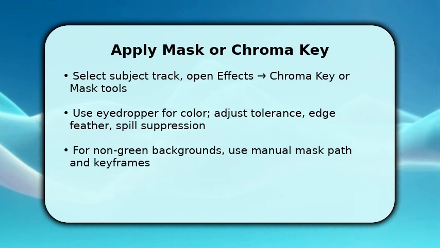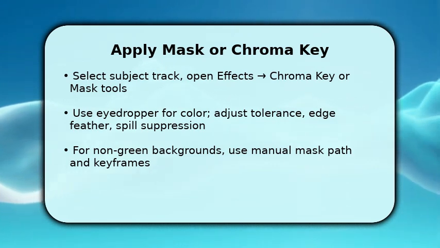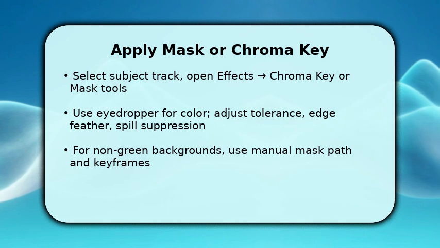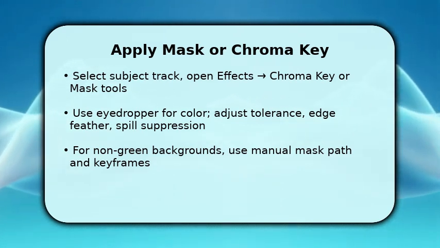If the background isn't uniform, switch to the mask tool. Draw a rough polygon or brush around your subject and animate the mask with keyframes so it follows motion. Once done, enable spill suppression to neutralize color bleeding onto the subject for a natural composite.